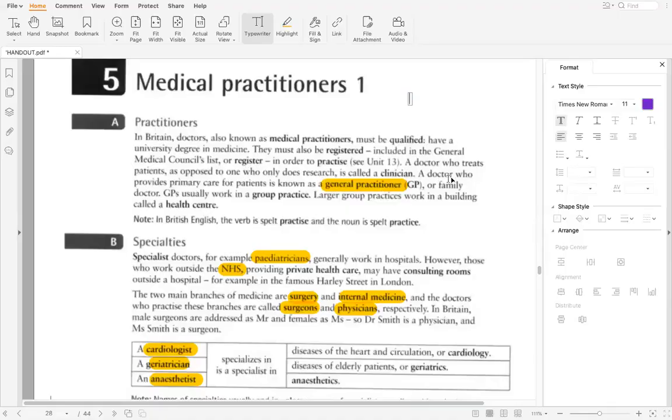A doctor who provides primary care for patients is known as a general practitioner, GP. General practitioner in Arabic means ممارس عام, or a family doctor. GPs usually work in a group practice. Larger group practice work in a building called health care.